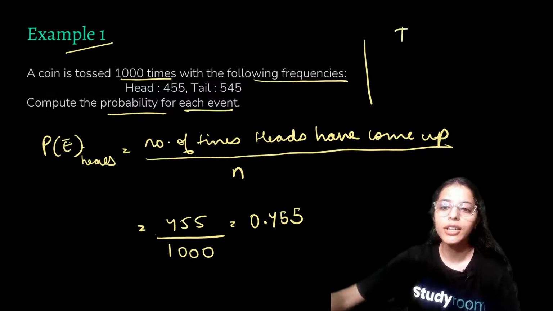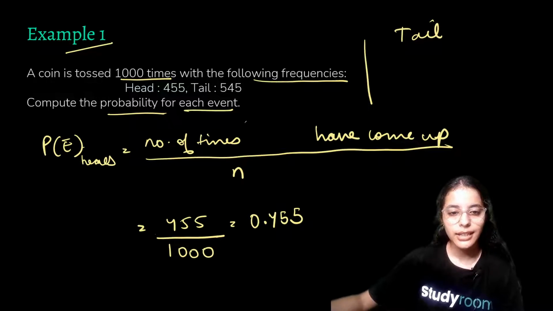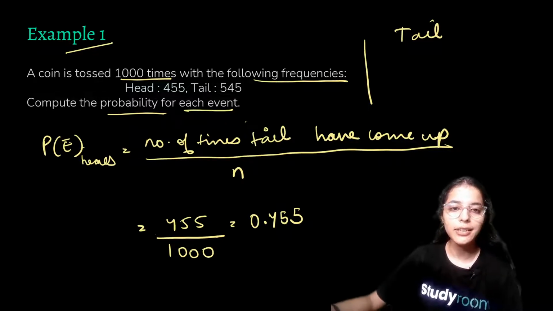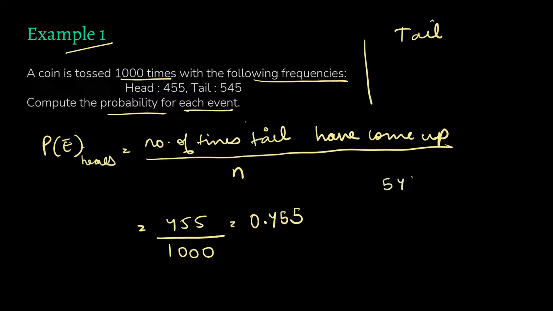Now similarly for tail, we'll have the number of times tail has come, right? And divided by n, that is the total number of trials. So we'll have here 545 divided by 1,000, which is equal to 0.545, right? So this is how we find our probability by using the formula that we have just learned.